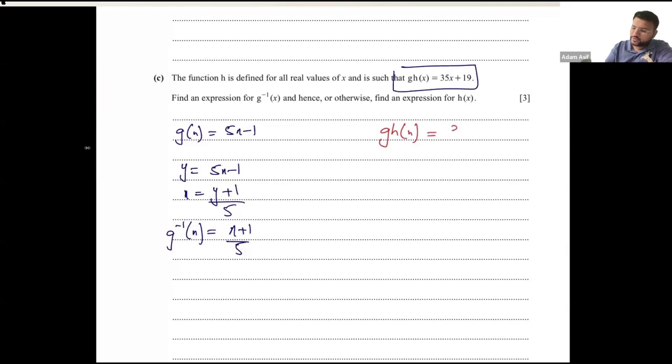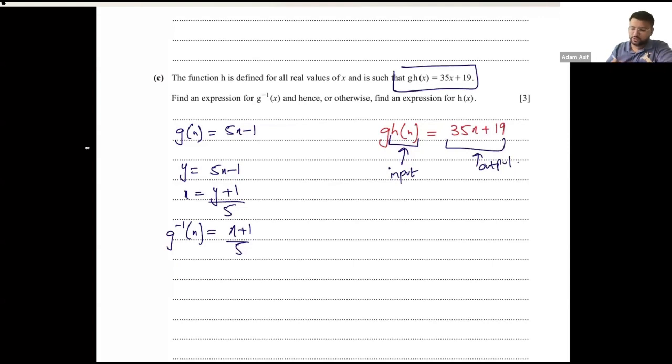If gh of x is 35x plus 19, gh of x means function h is being inserted in function g. Okay. So if this is the input, h of x, it is being inserted in function g and the output is gh of x. So if I want function h back, if I want back the input, what I'll do, if h of x is your input, then that's your output, right?